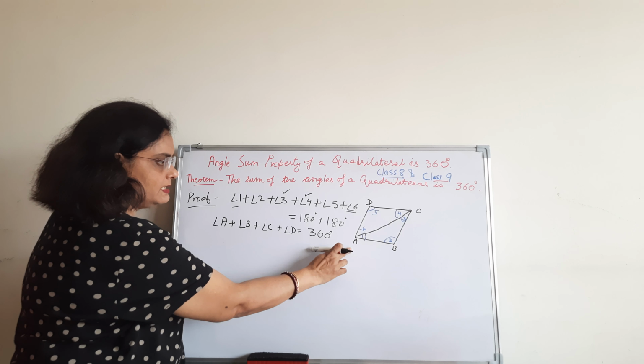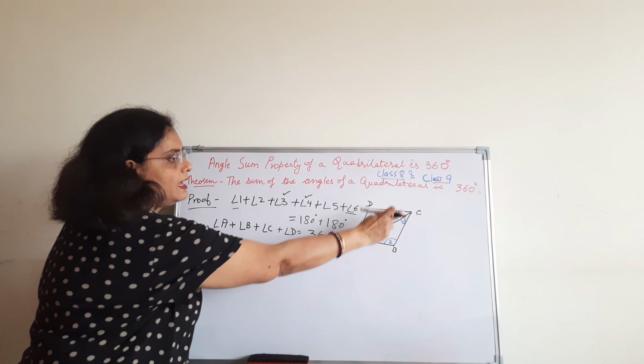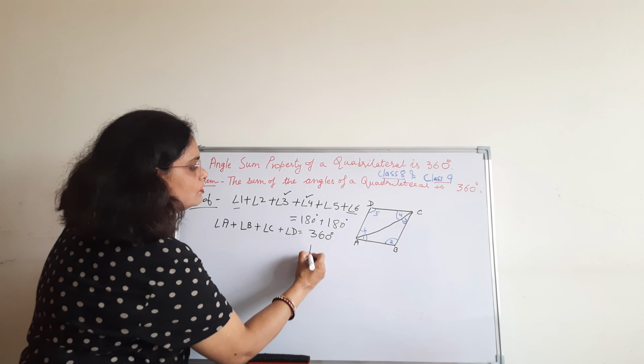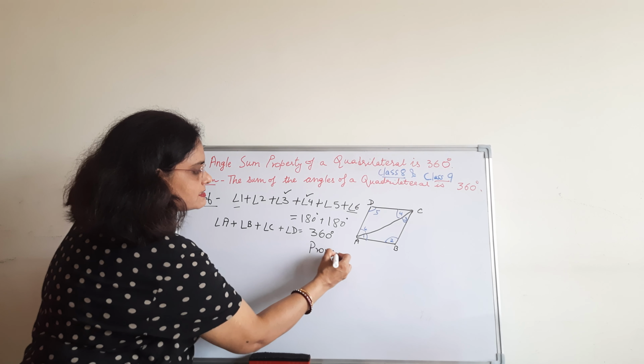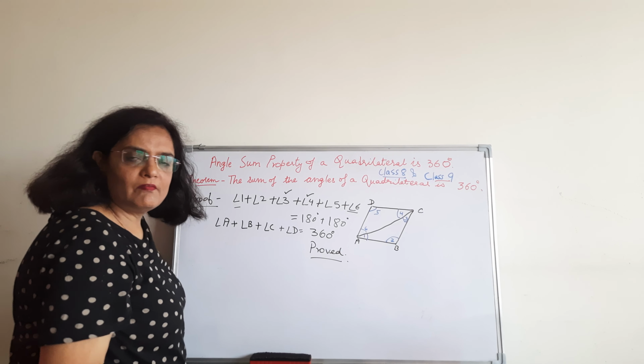that is, the sum of angle A, angle B, angle C and angle D is equal to 360 degrees. I hope you have understood it.